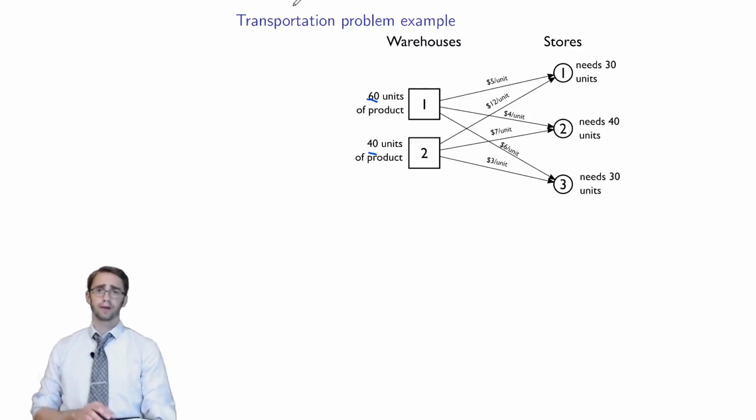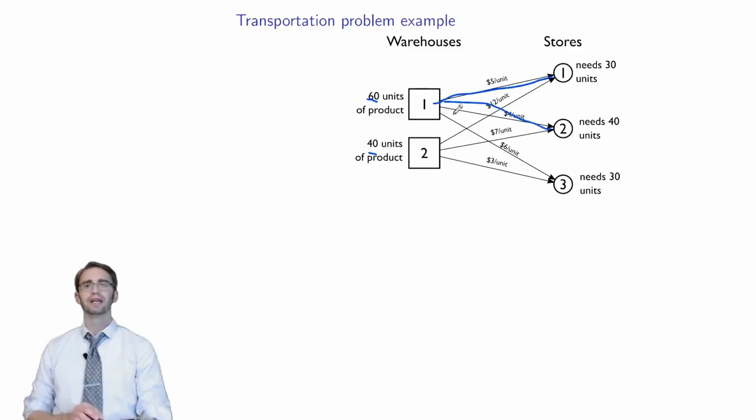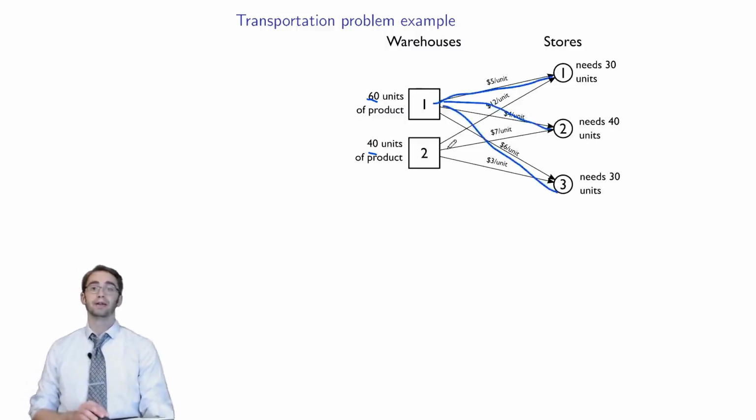There are 6 variables in this problem, because that's 2 warehouses times 3 stores. You have a variable for every warehouse and every store, indicating how much stuff you send from that warehouse to that store. So you'd have a variable from 1 to 1. I'll draw them here again. You have a variable for how much stuff goes from 1 to 1, from 1 to 2, from 1 to 3, and then from 2 to 1, 2 to 2, and 2 to 3. So you have 6 variables altogether.